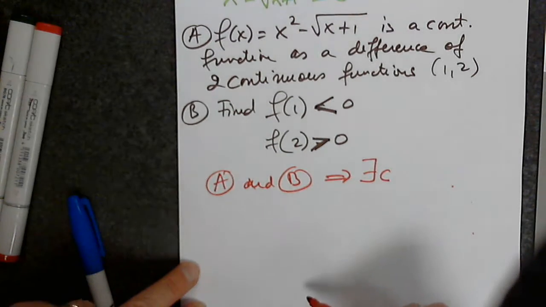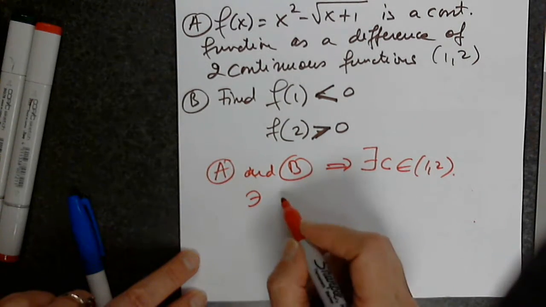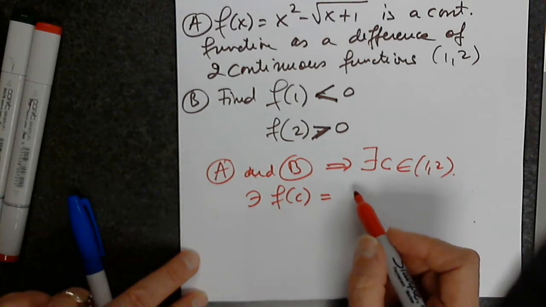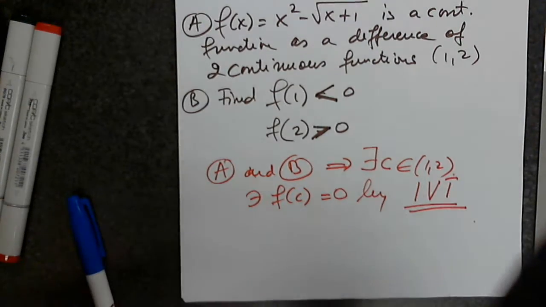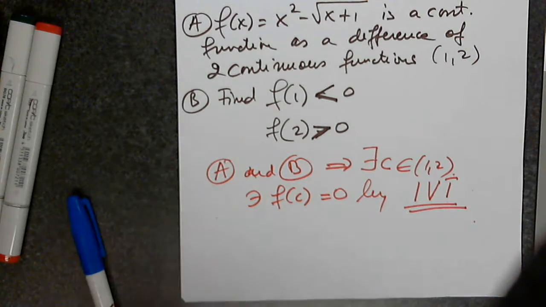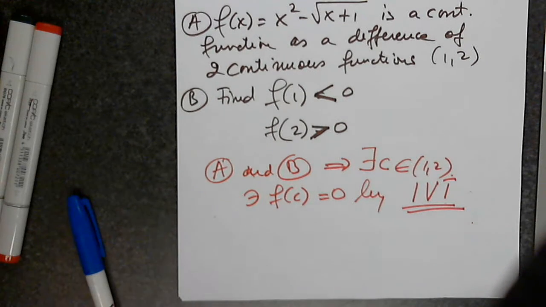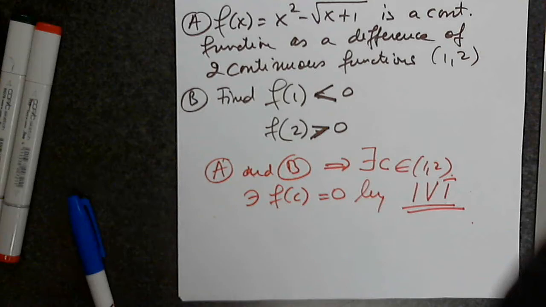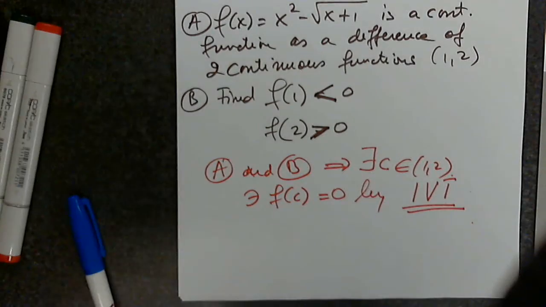There exists a c in the interval (1, 2) such that f of c is definitely 0 by the IVT, by the intermediate value theorem. Continuous, changes sign, we must cross the x-axis. However, as I said, the intermediate value theorem will not help us determine the solution. It will only give us a unit interval in which the solution is guaranteed to be, but it will not determine the solution for us.